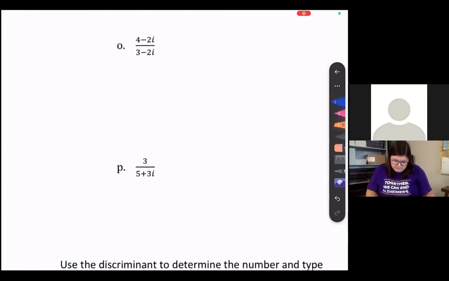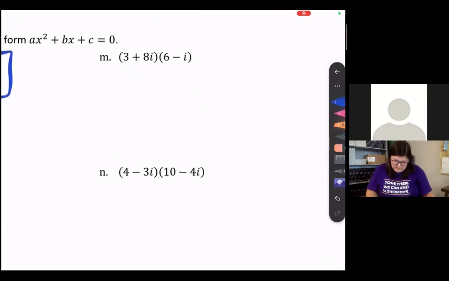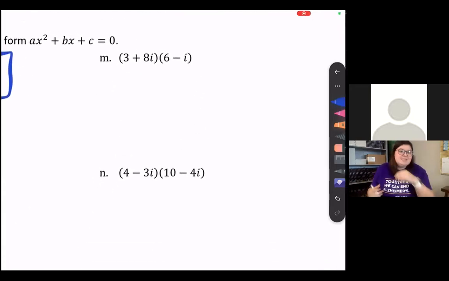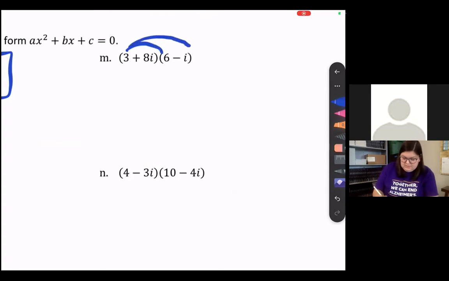Okay, we're going to go up to question M. So for this one, this is a multiplication because there's no symbol in between those two parentheses. So you're going to be distributing. So I'm distributing that 3 to the 6 and to the -i. So 3 times 6 gives me 18. 3 times -i is -3i. Then I do the same thing with the -8. 8 times 6 gives me 48.